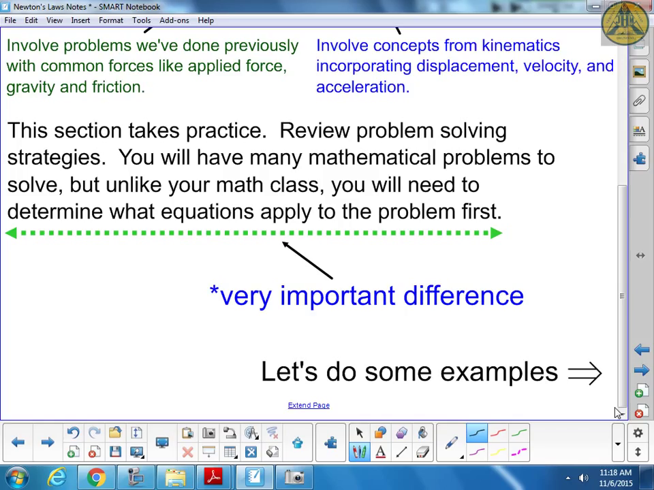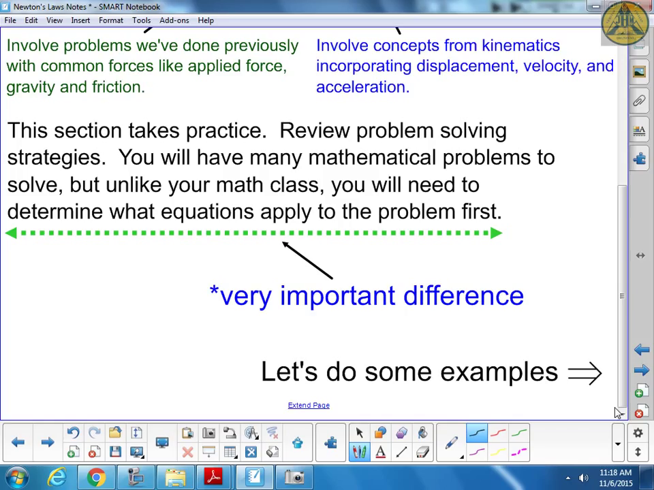All right. And just a little important difference here, like you may in math class, here's an equation, solve it. We have to figure out which equation to use. And that is a very big difference. That is a different level and way of thinking, right? To figure out what equation to use, or in the case of net force, to make your own equation.